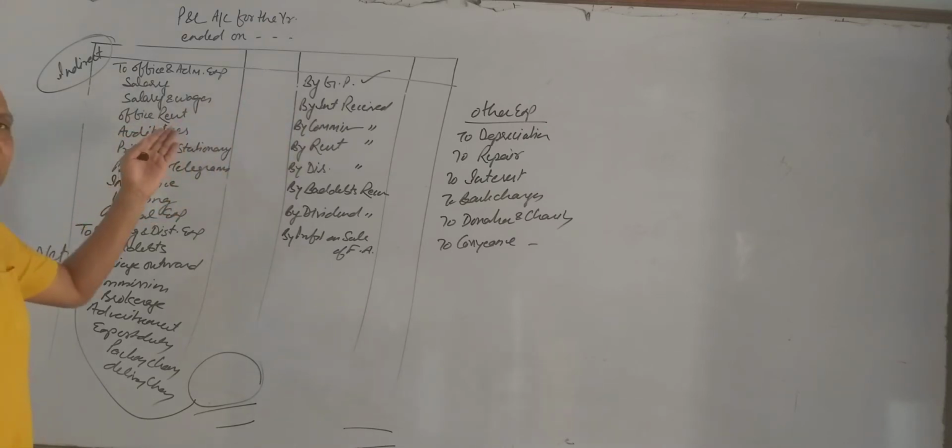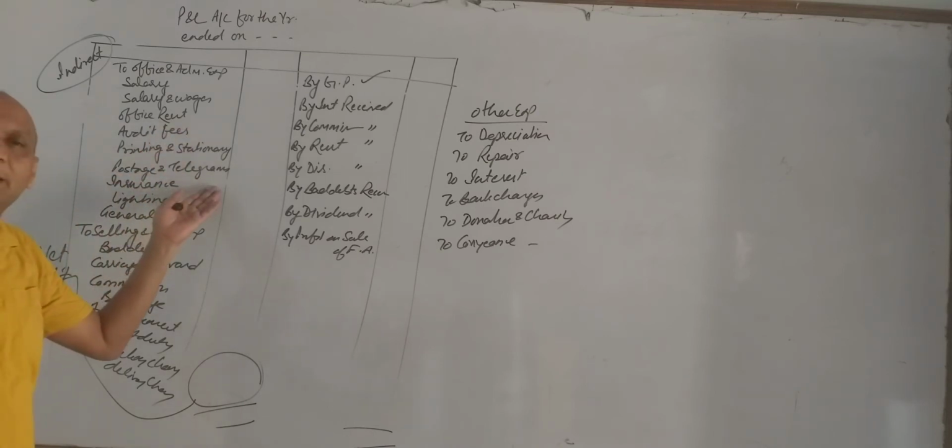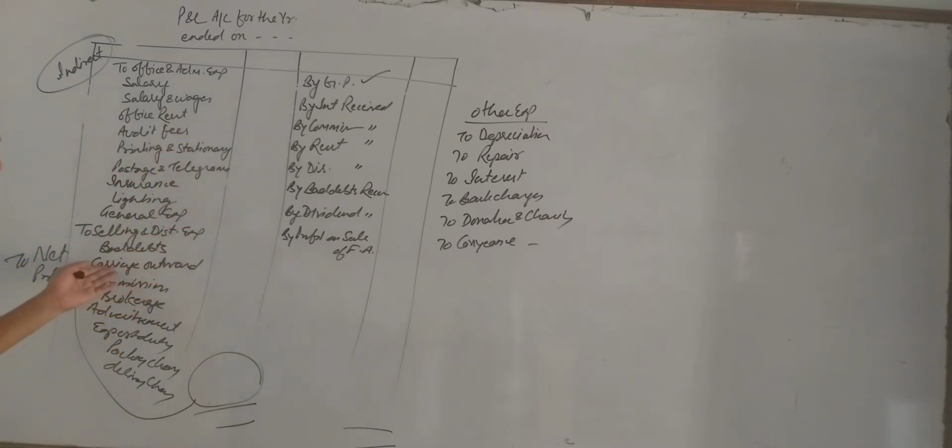Like if I say audit fees, audit fees has nothing to do with purchase or production. Postage and telegram has nothing to do with purchase and production. Carriage outward, commission, advertisement, they have nothing to do with production or purchase. It is very easy to differentiate.